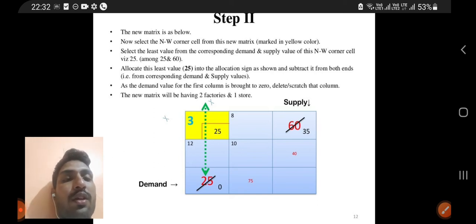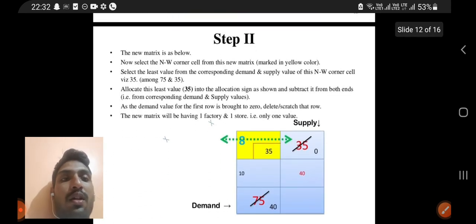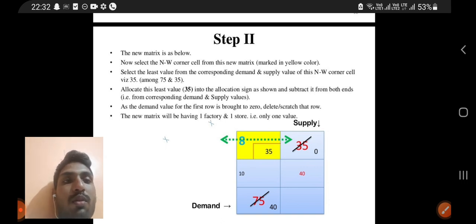Again we do the same procedure. We see which is the lesser value in demand and supply. Here we get the lesser demand value, so 25 minus 25 is 0, and 60 minus 25 is 35. Where we get 0, we cut the whole column. After that we are left with the last 2 by 1 column.